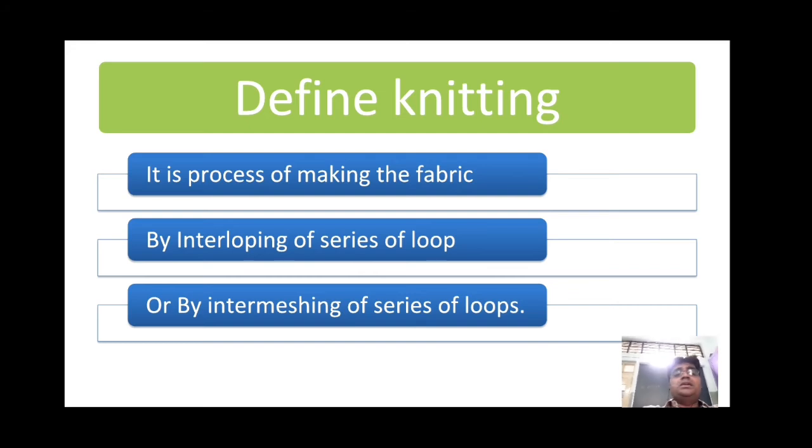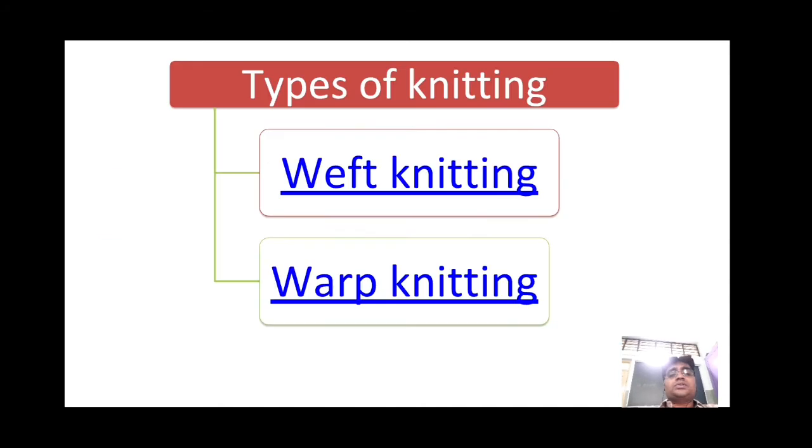Sometimes this interlooping is also known as intermeshing. So we can say interlooping or intermeshing of series of loops. So in a nutshell, if I am going to define the entire knitting process, it is a process of making the fabric by interlooping of series of loops, or you can say by intermeshing of series of loops. So you can use interlooping or else intermeshing. So this is the knitting process.